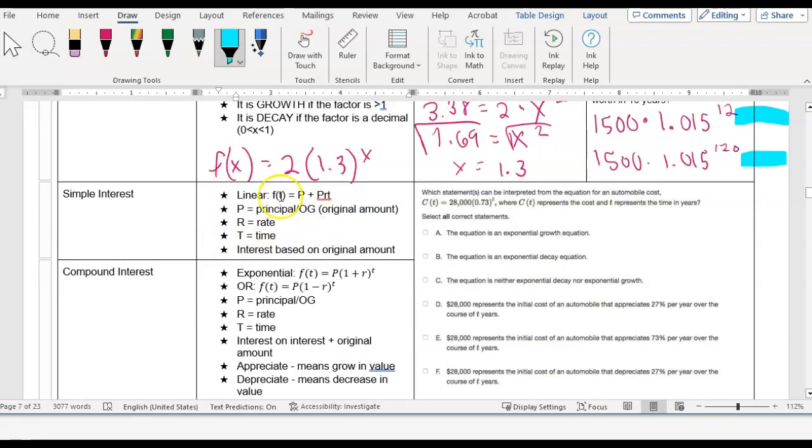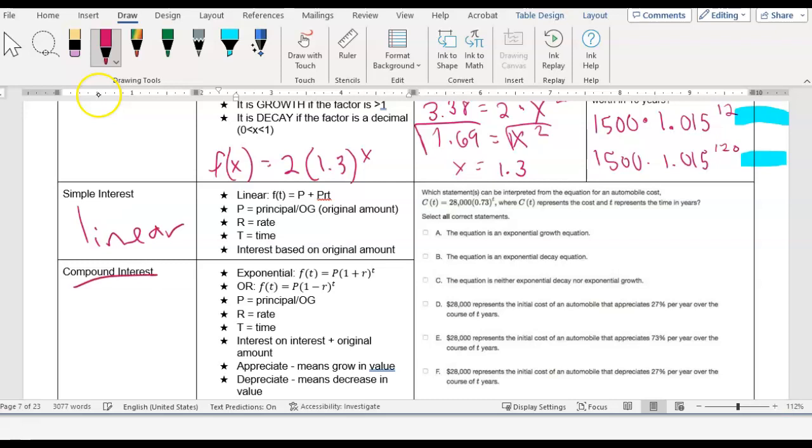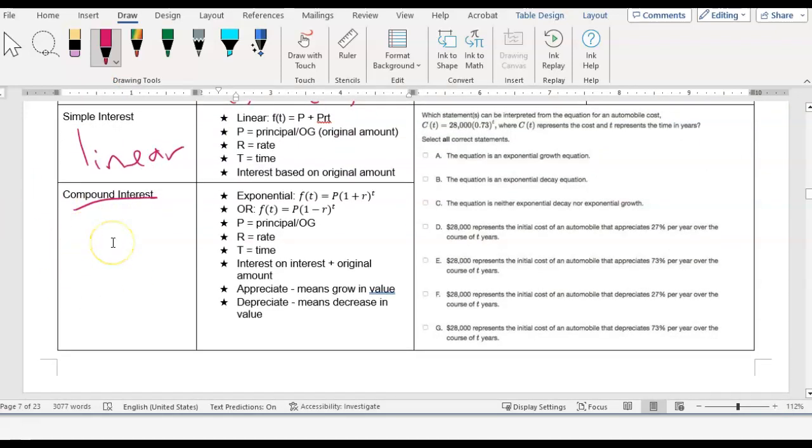So simple interest here is thinking about if we're just adding the same amount every time. You get $10 every year, right? Something like that. That is, again, our linear function. Compound interest is the one that we're almost always going to be looking at. Simple interest is very rare. So compound interest is our exponential function. And that means that we are adding the principal, or the original amount, times the rate to the power of time.